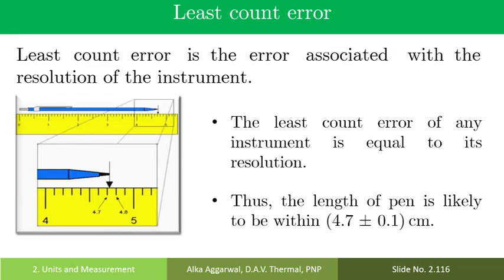Sometimes there is an error due to the least count of the instrument, which is also called the resolution of the instrument. Here we are trying to measure the length of the pen, which is neither on 4.7 nor on 4.8. It is in between 4.7 and 4.8. So its value has this much of error.